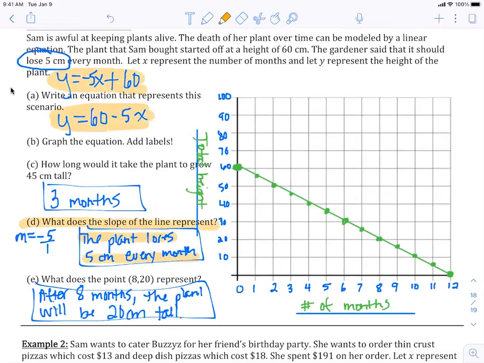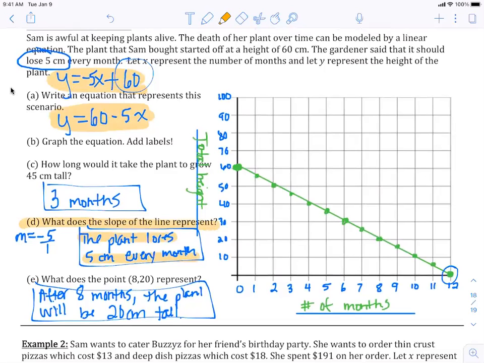So next step is part B where it says graph the equation. So obviously I started at the starting point. I started at 0. The plant was 60 centimeters to start. And my slope tells me I'm going to go down 5 every month. So I go down 5, right 1, and that's where I plotted the next point, and so on and so forth. If you graphed it correctly, it should have reached 0 height at 12 months. It's kind of sad that this plant only lasts a year, but that's okay.